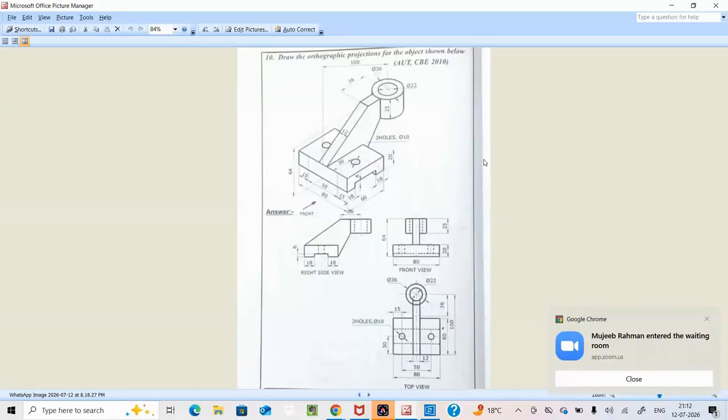The only thing you have to know is, whichever is not visible in the direct view, we have to show in dotted lines. That is the only difference here. This dotted line indicates hidden parts. So there is a hole, but it is not visible in the front view, so it is shown in dotted lines.